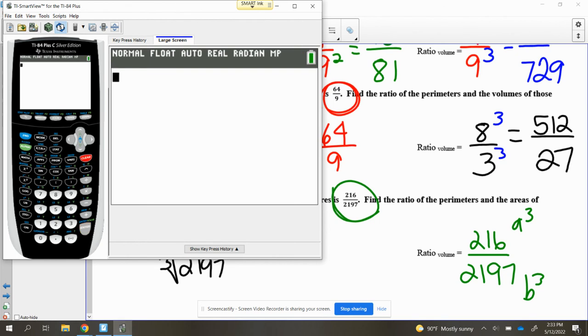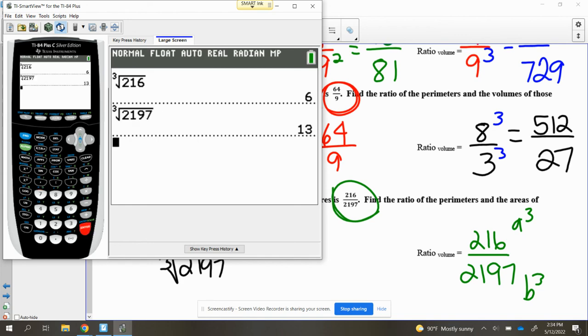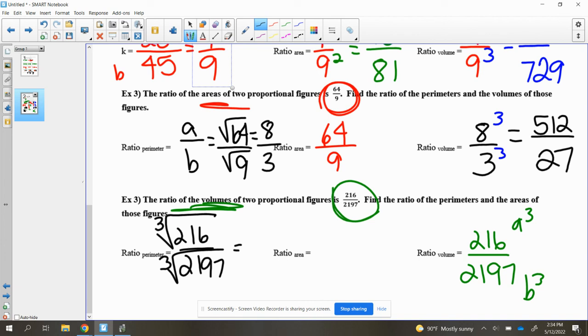So a reminder, when you do this in your calculator, 3, math button, option 5 for those of you with a graphing calculator. The cube root is 6, so A is 6, and then we're going to do the same thing to get the cube root of our B value, so that's 13. So 6 over 13 is the ratio of our perimeters, and then we can square them to get the ratio of our areas. So essentially what this is showing us is the different relationships between the perimeters, the areas, and then those volumes.